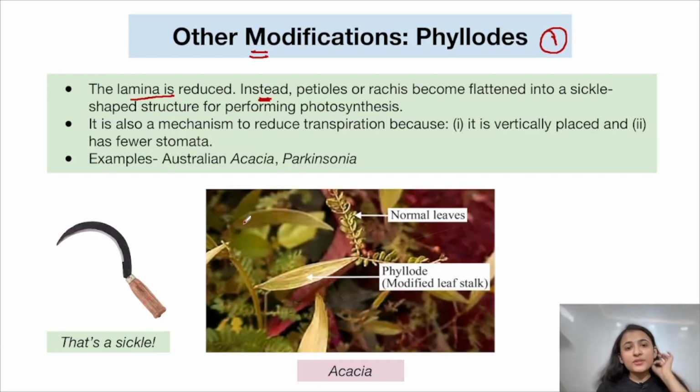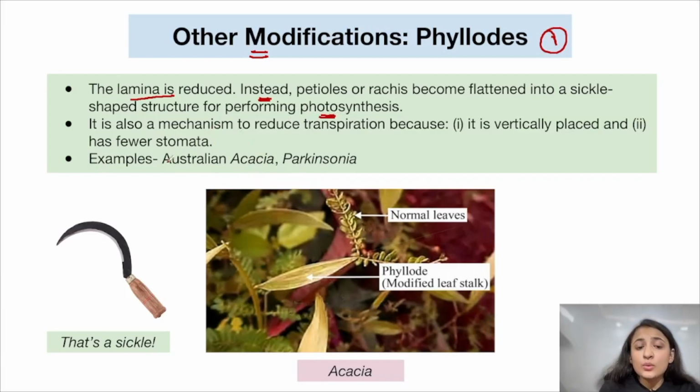So in order to compensate for the function of leaves, if the lamina of the leaf is very much reduced, some other part has to expand and perform the function of photosynthesis. So in phyllodes, the petiole or the rachis part of the leaf becomes flattened and expands in order to form a sickle-shaped structure. Now this structure will perform photosynthesis.